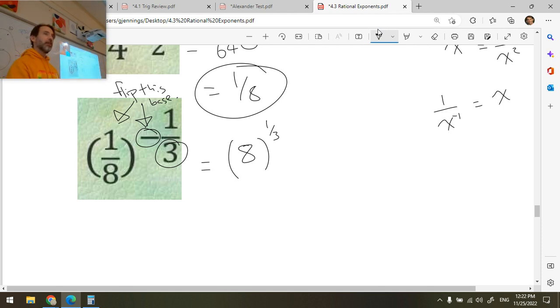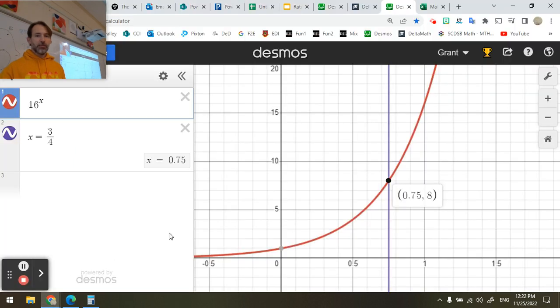Yeah. So the answer here is 2. The answer here is not negative 2. Please stop thinking that the negative exponent means you have to change the sign of the number. It's not that. It's just flip it. Okay. Equals 2.